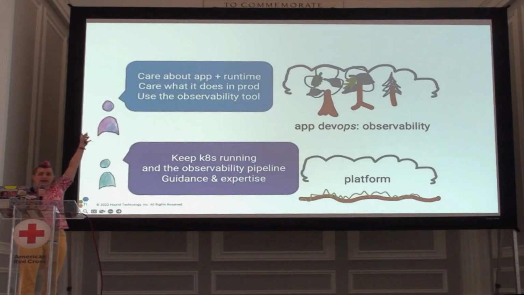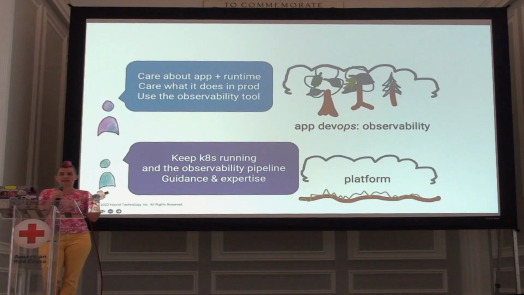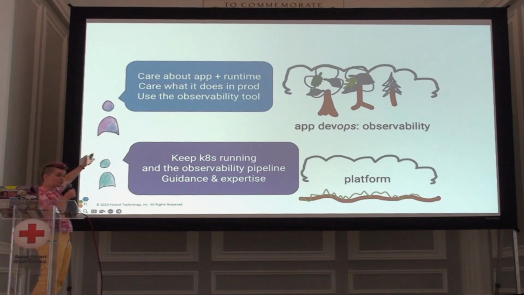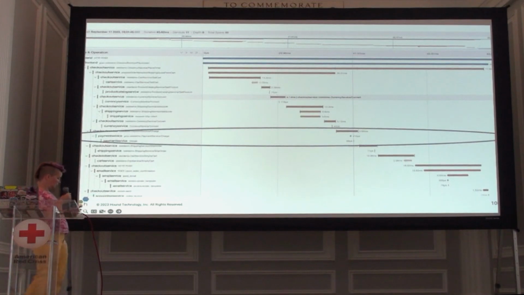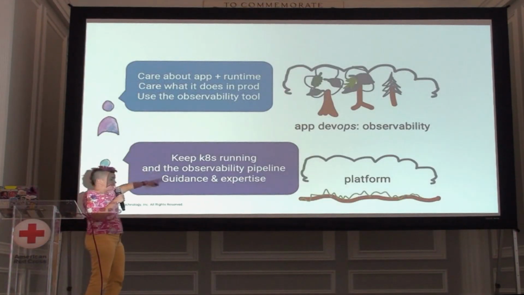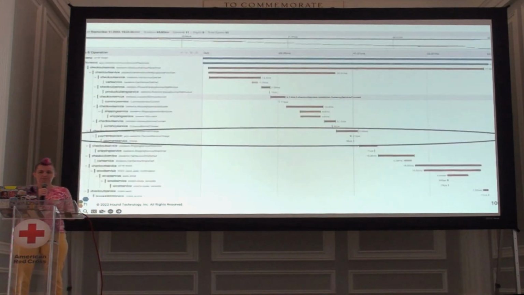But what I need to know as an app dev is I really need to care about my app and the business complexity that's adding value, which includes being able to run in production and the dependencies on all the software that I need to get my business stuff done. I need to know how to use the observability tool. But the platform team can choose that and can run the pipeline and make it easy for me and be there when I have questions.